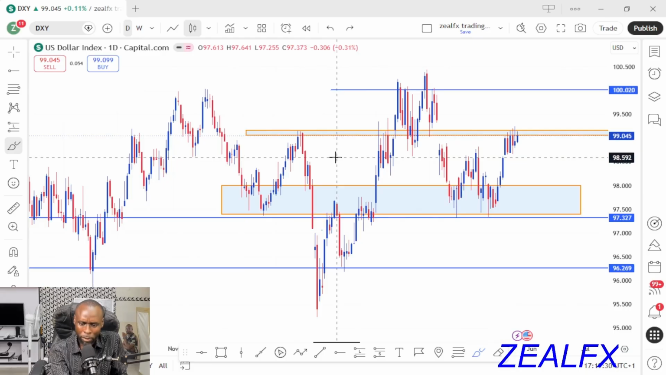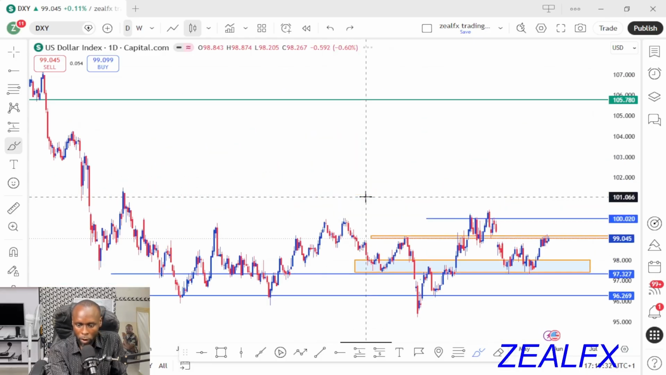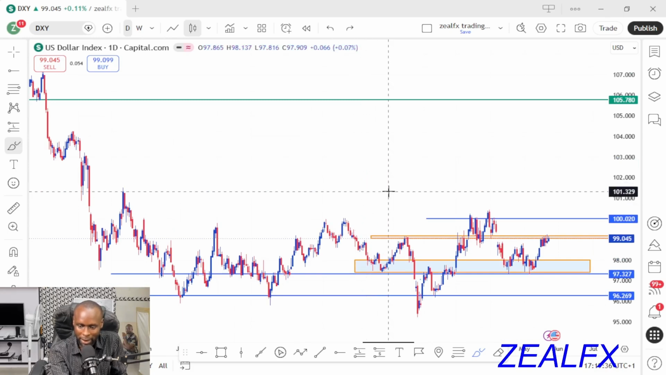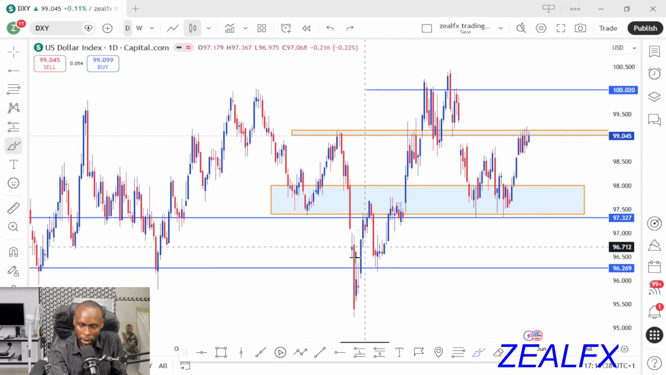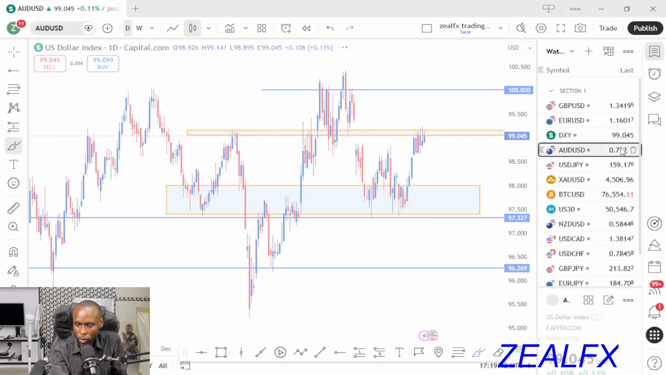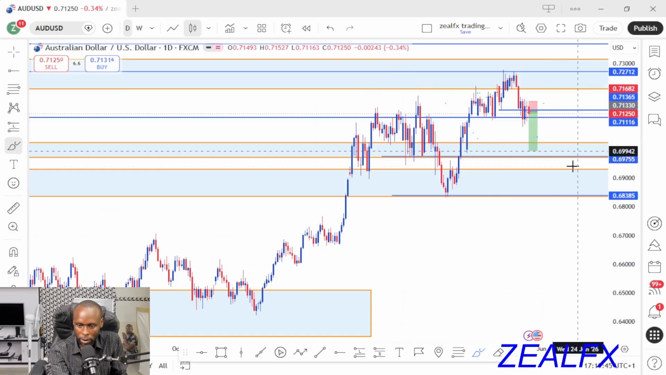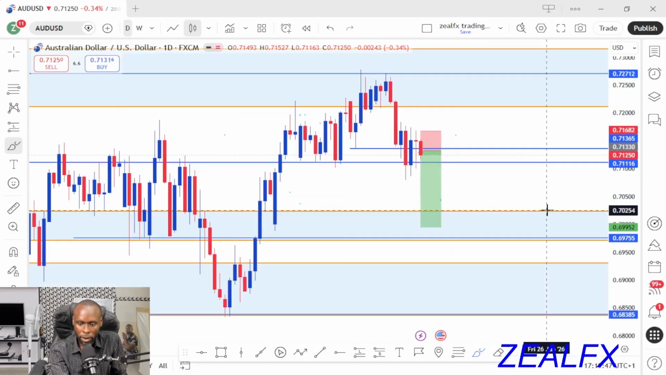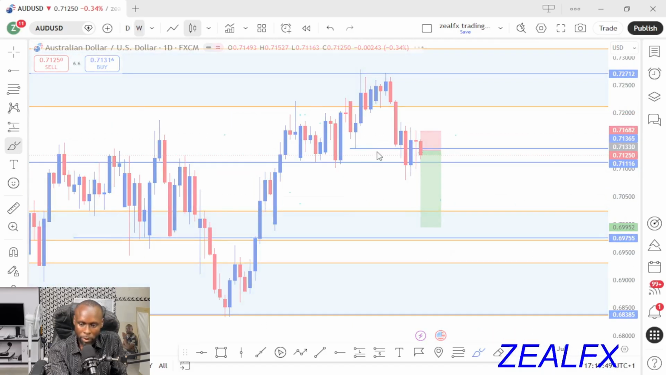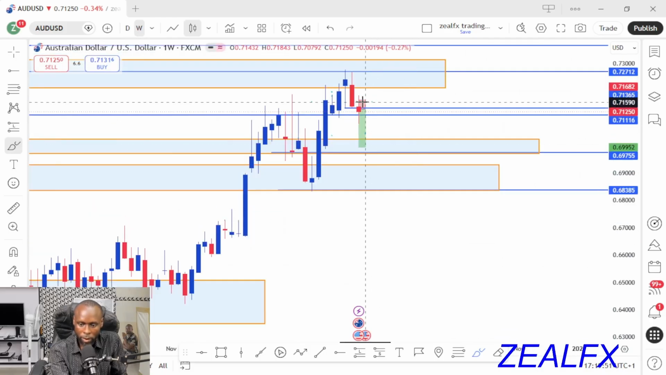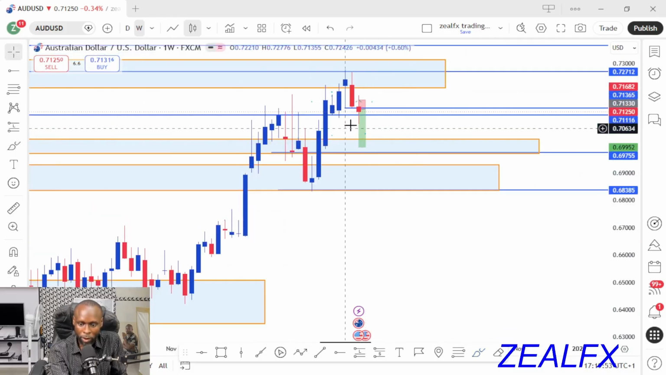So let's look at the major structure of the dollar index. Our major structure on the daily time frame still remains a sideways trend. We don't have a clear direction yet on the dollar index on the daily time frame. So let's look at our next pair, which is the Australia USD. Australia USD on the weekly time frame still remains on a bullish trend.